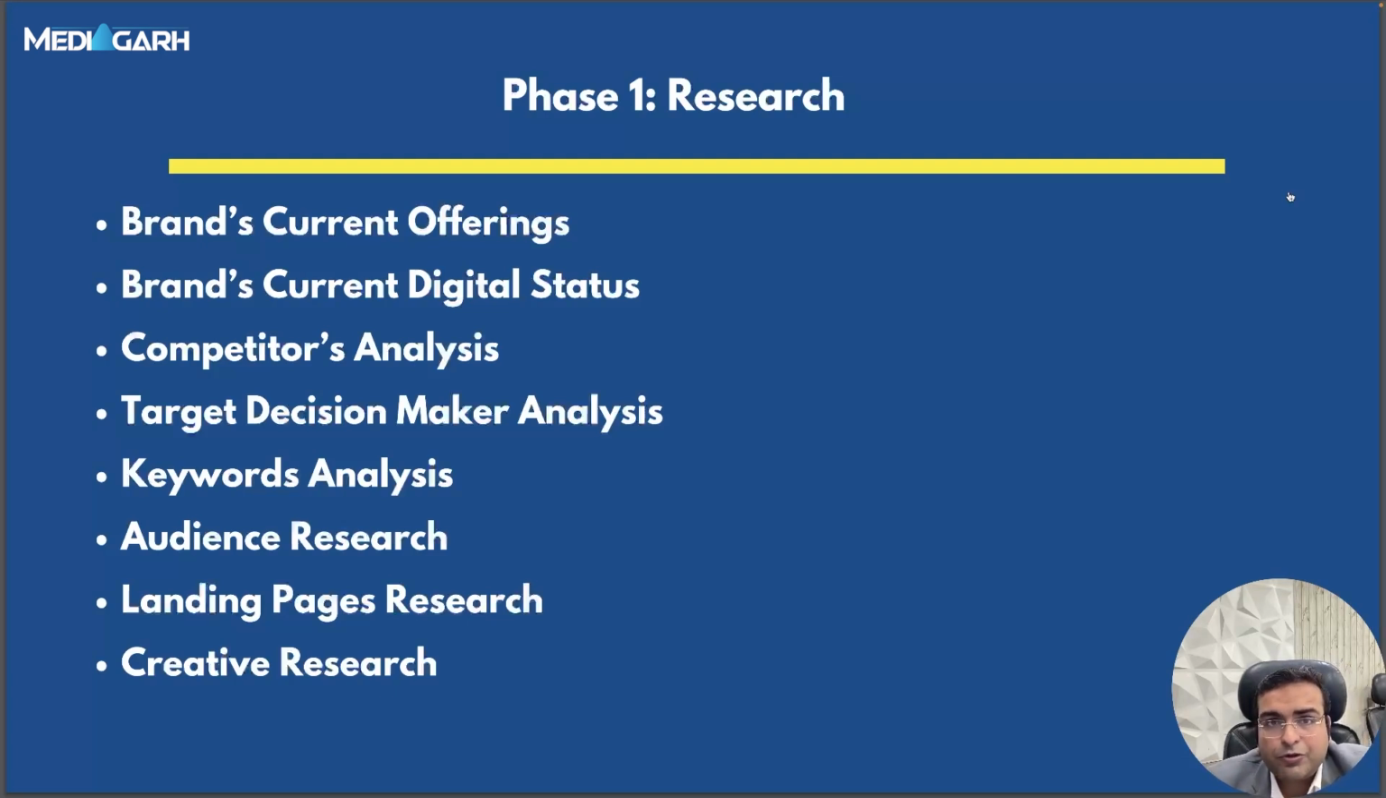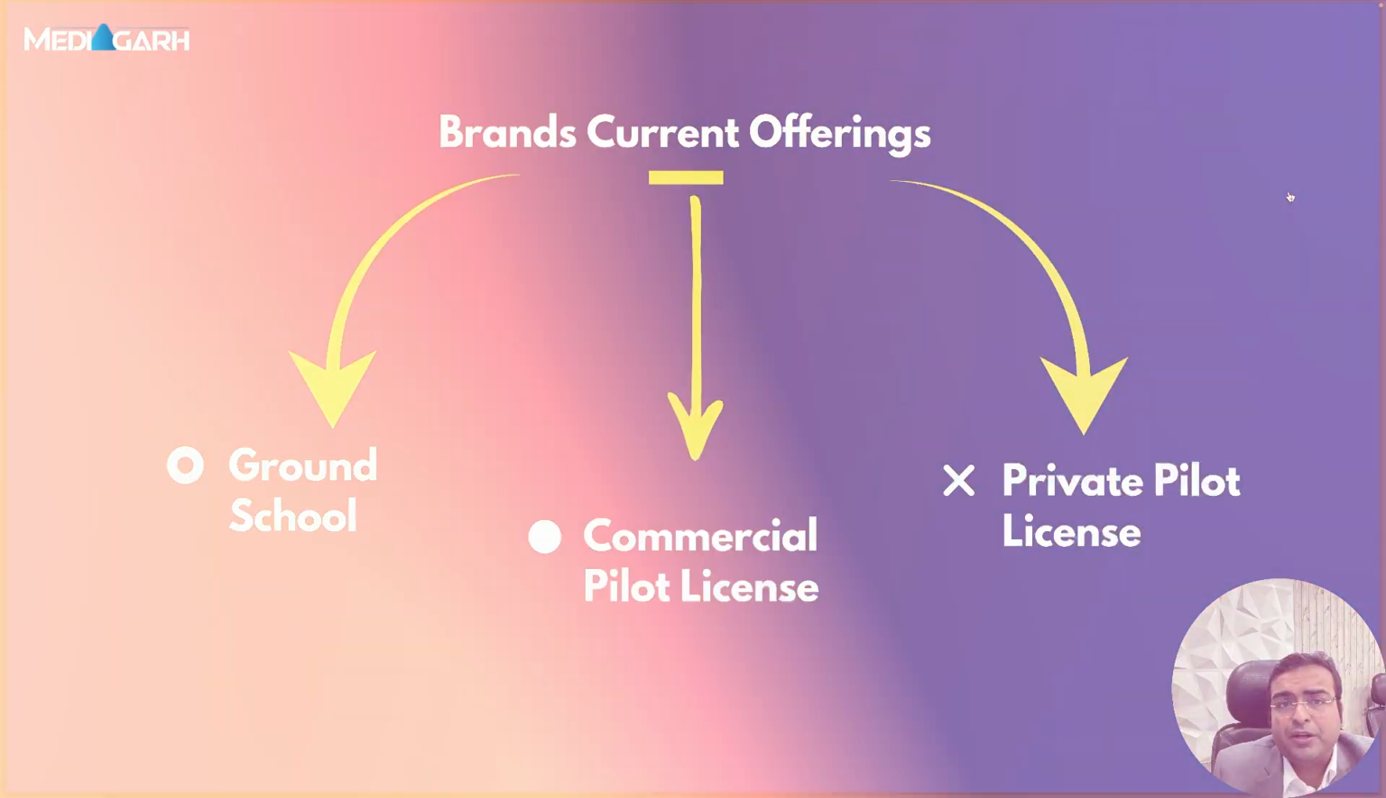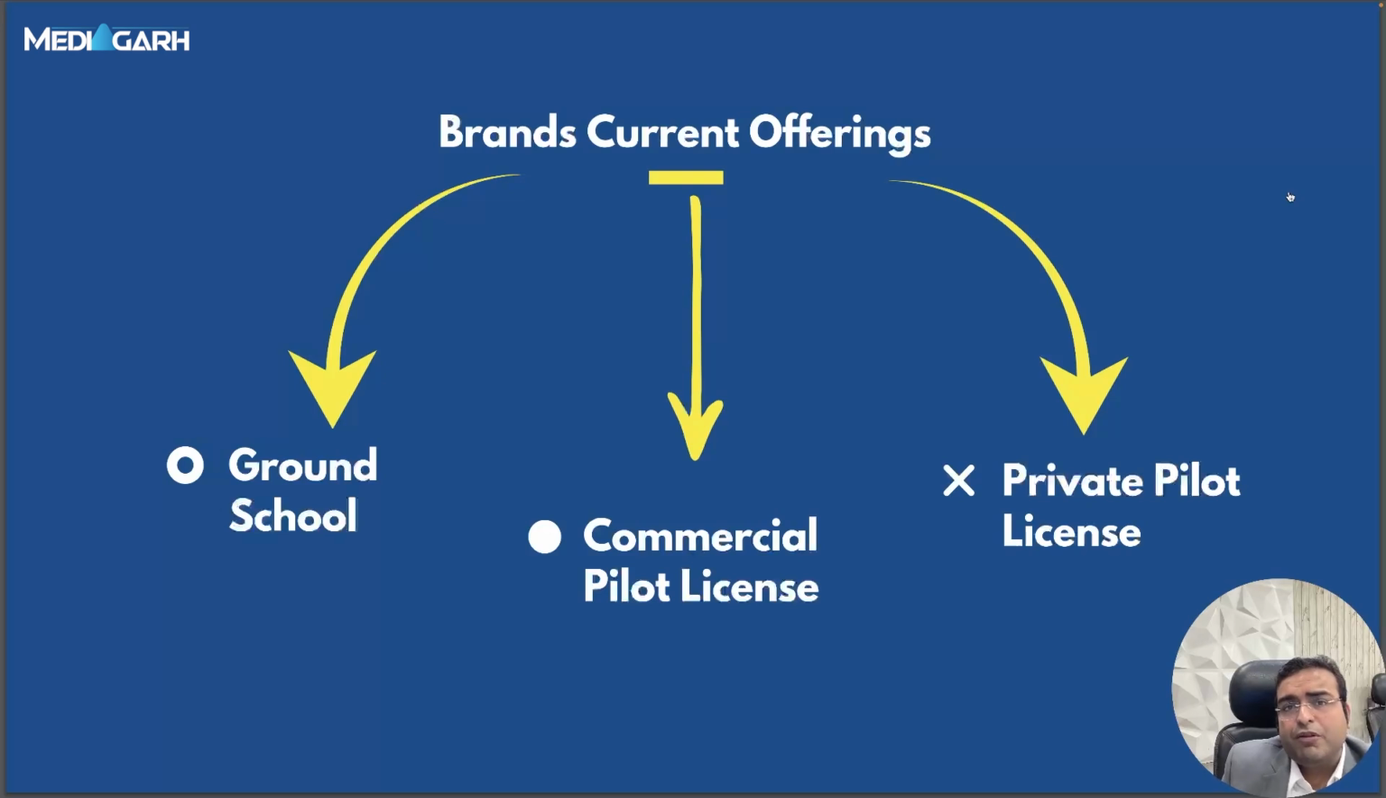Then we will be focusing on the creative research. So these are the key parameters. Let me explain step by step each and every part. First, we should have clarity on the brand's current offering. The brand's current offering is ground school, commercial pilot license and private pilot license.